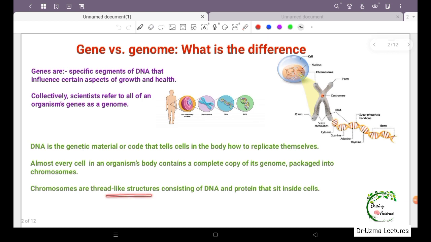Chromosomes are thread-like structures consisting of the DNA and protein that sit inside. The chromosome not only contains the DNA but also the protein. These are the regulatory proteins which help so that the DNA won't clump together or stick together. What are these proteins? These proteins are mainly histone proteins. You might not have heard this term, but in molecular biology, this is used very often to explain the DNA structure and during the replication process. Okay.